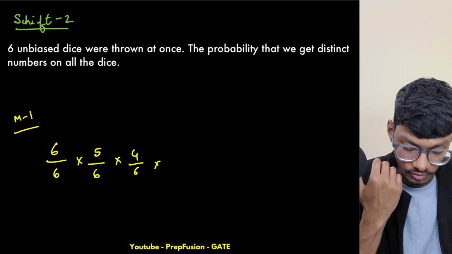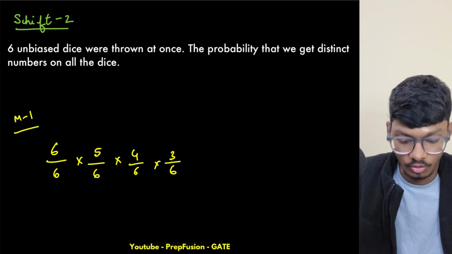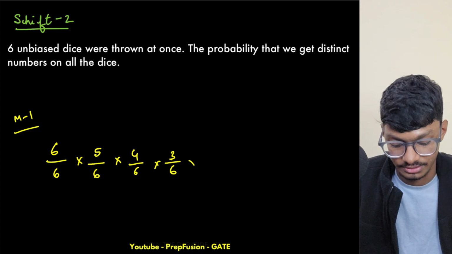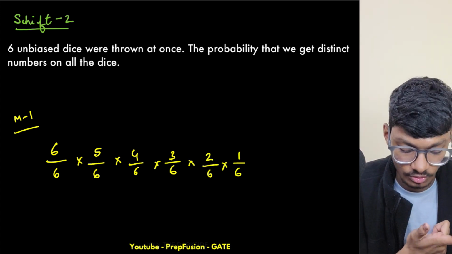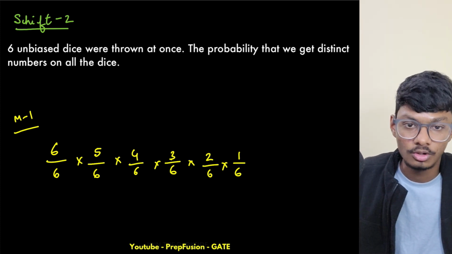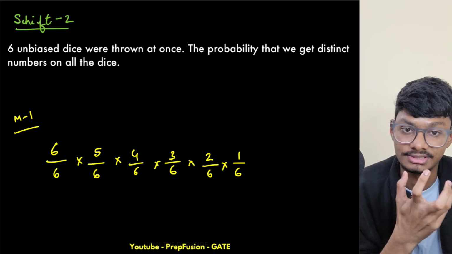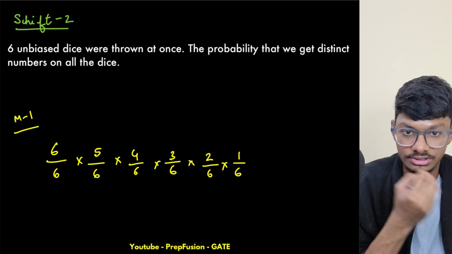Similarly again for the fourth one, I will have only 3 options present, because 3 numbers are gone in this region. Again for the 5th row I will have 2, and for the 6th row I will have only one option present, because all the 5 numbers have gone, only one number is present, then only I can get distinct. If out of those 5 numbers any other number came up, obviously this will not be distinct.